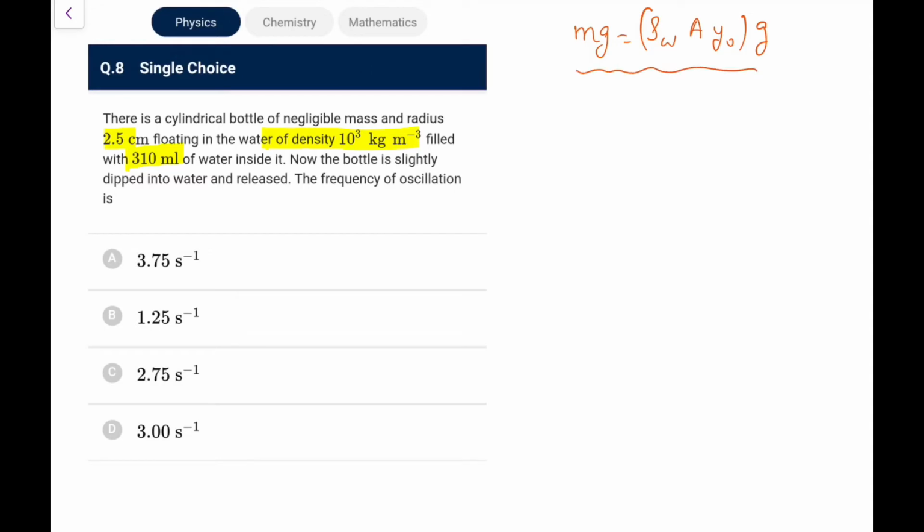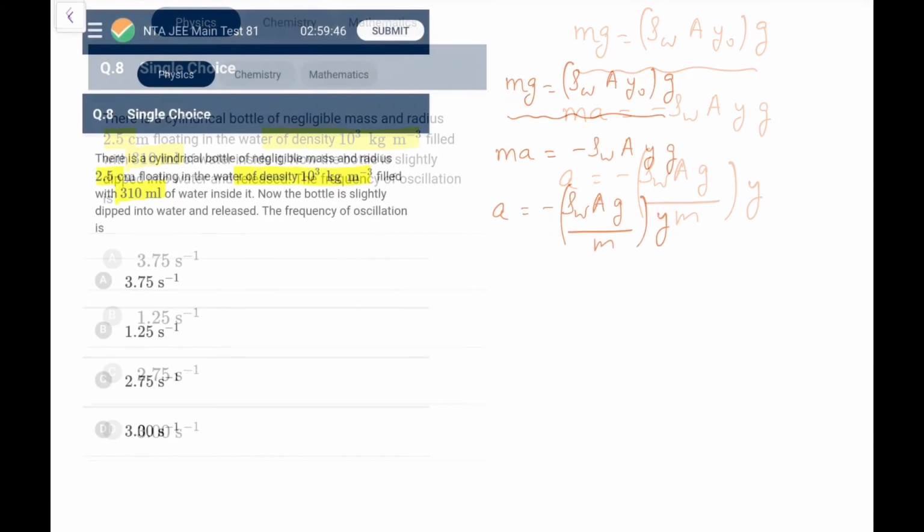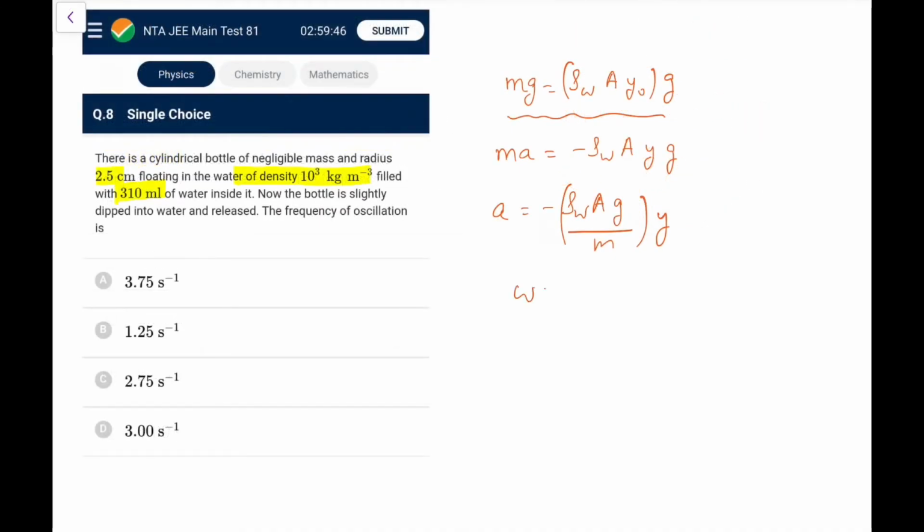Now if you pull it by y, the additional force that you will have, because these will be balanced, it will become y0 plus y. The additional force I can write as rho w a y g, and acceleration I can write as minus rho w a g upon m into y, that is proportional. So omega you can directly make out now. This is SHM, this is rho w a g by m.